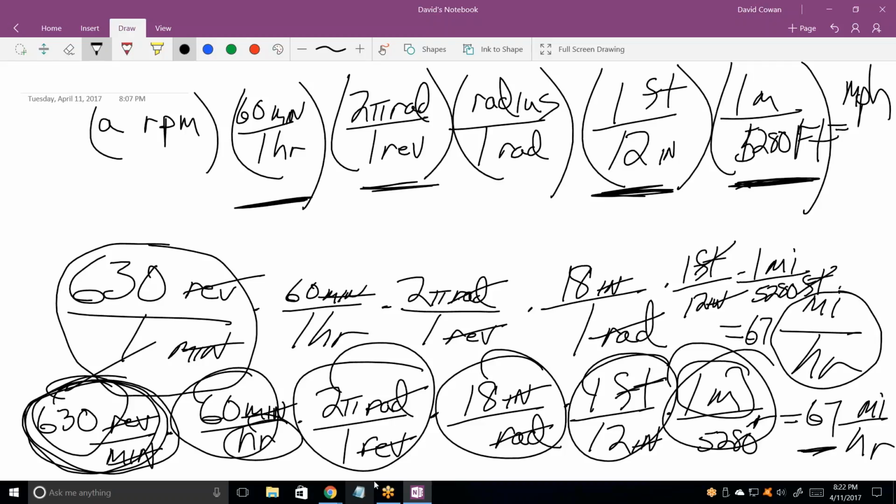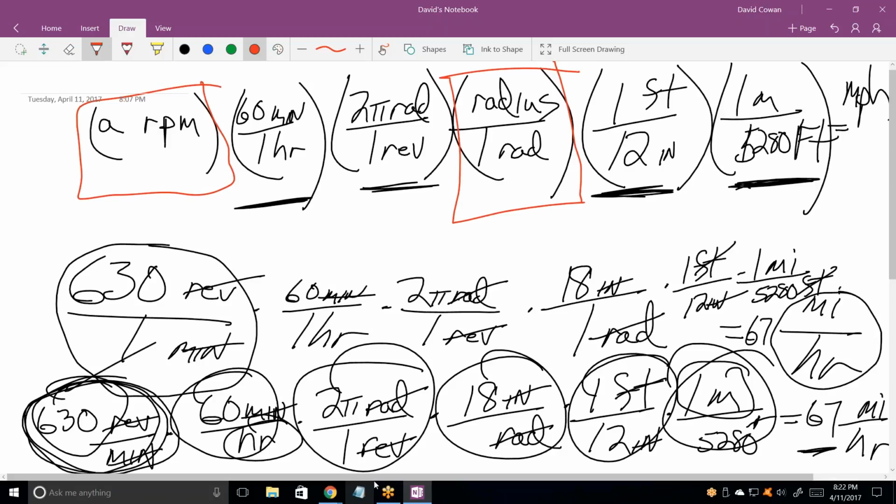So the only variables here can be the revolutions per minute, the radius per 1 radian, and the miles per hour. So in my problem, I gave you everything except miles per hour. But they could certainly ask you any variation of this problem. In other words, they might give you miles per hour and make you solve for the revolutions per minute.